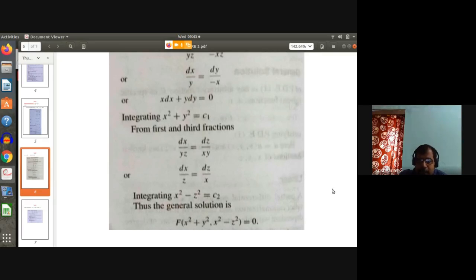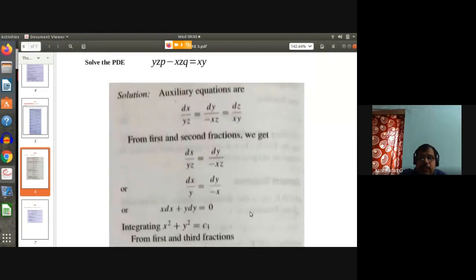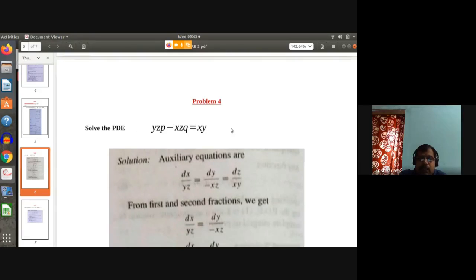Generally, we write phi, and here writing f. That doesn't matter. You may write f of or phi of, whatever it may be. Phi of x square plus y square, comma, x square minus z square equal to 0. So that's the general solution of the equation. This is the idea of solving this partial differential equation.